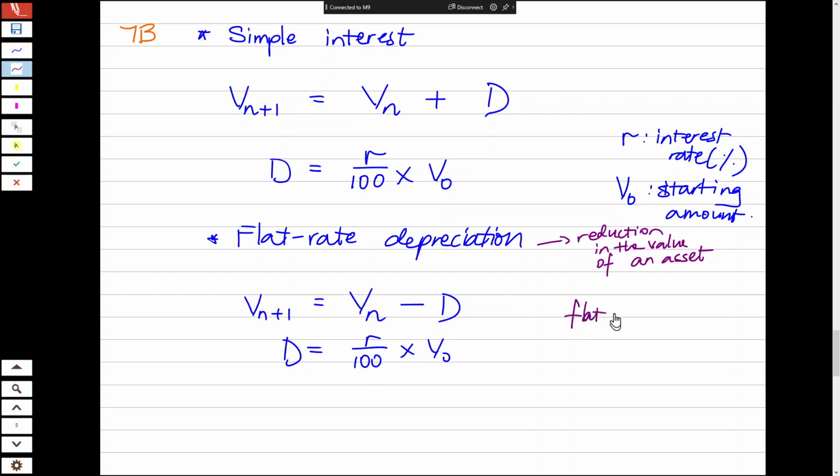So flat rate means go down by the same amount each year. So in simple interest, you might add $50 every year. Flat rate depreciation might mean the value of your, I don't know, your car goes down by $500 every year. It's probably more than that. It's a car.